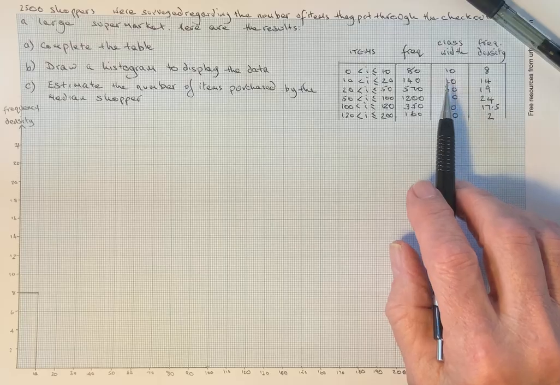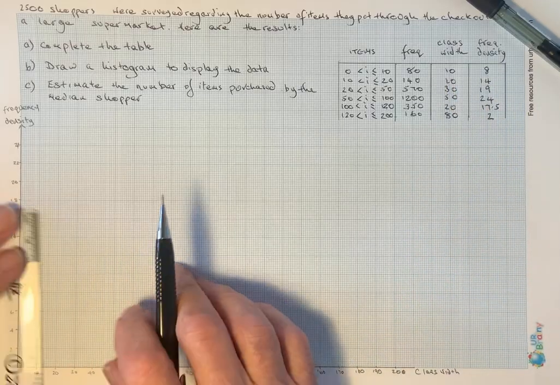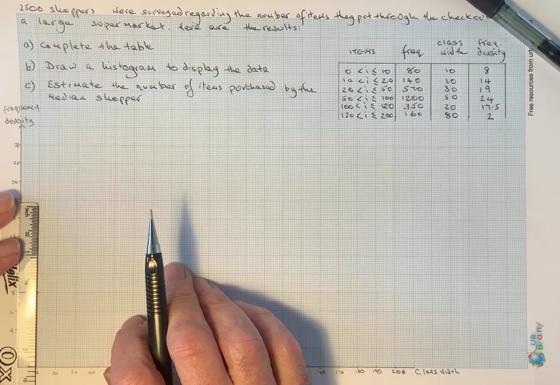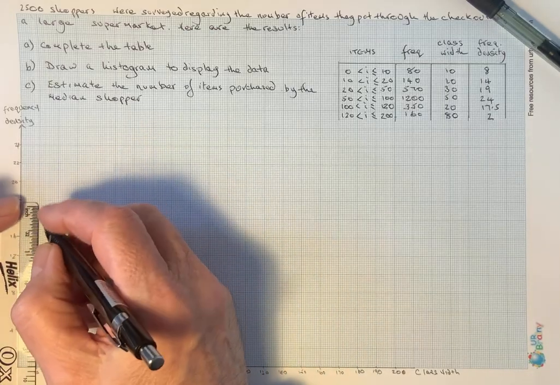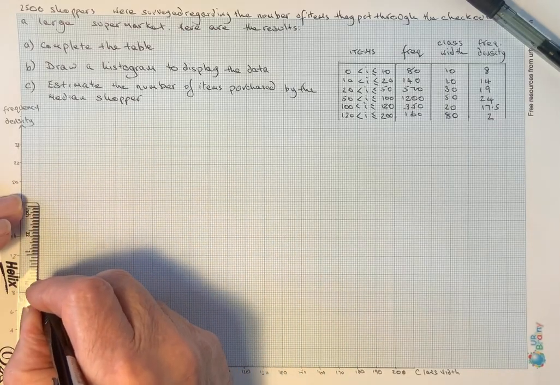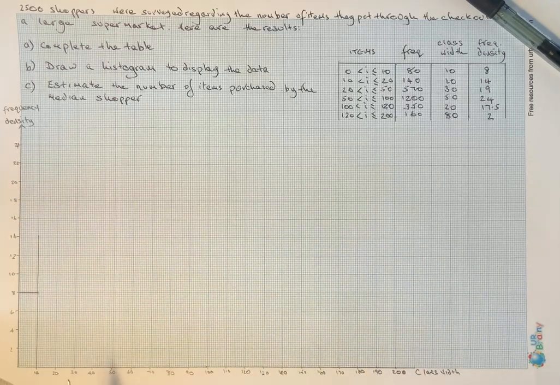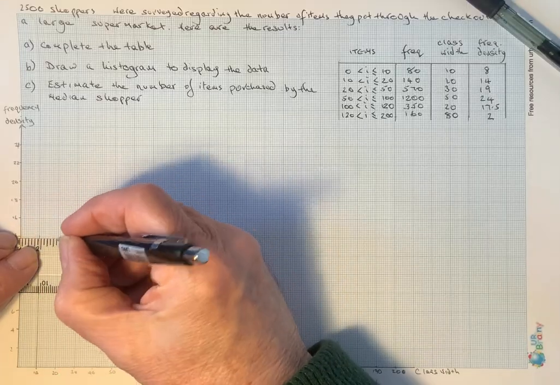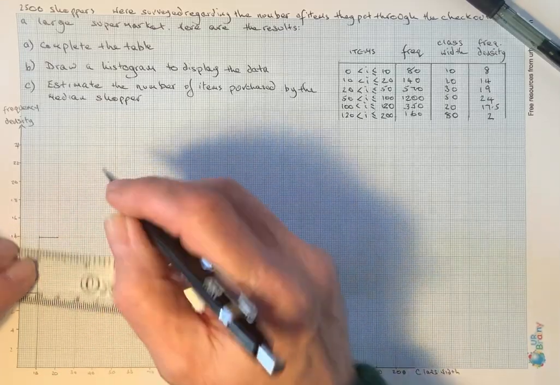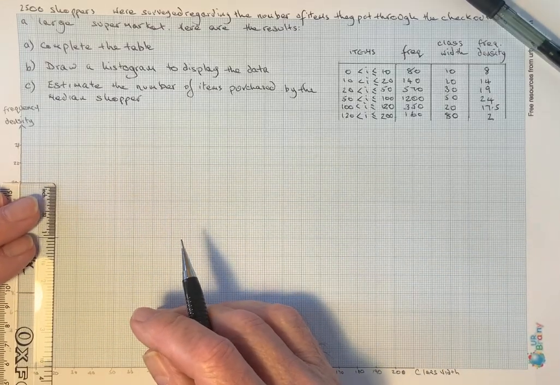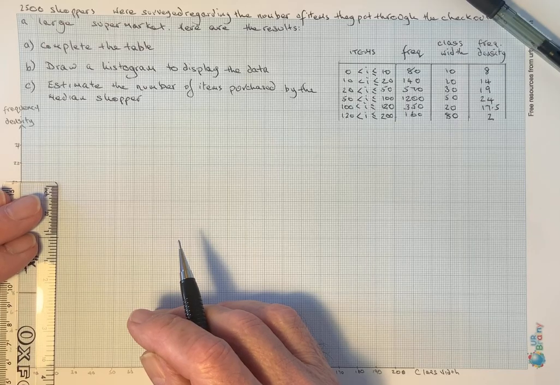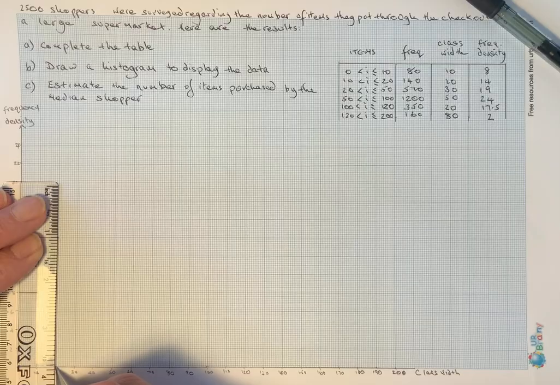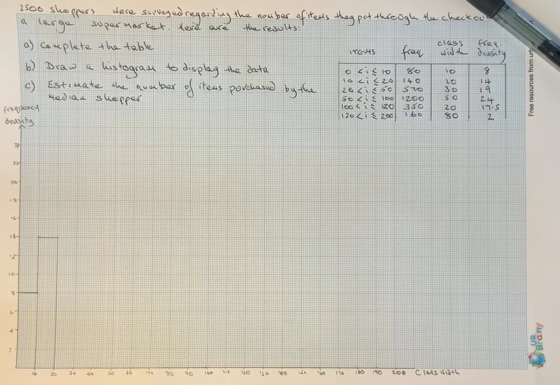Okay, so the second one is again 10, and this time we go up to 14. So we will just follow this line up to 14, which is there, and then across to 10, which is there, and down to 20. Okay, that's our first two bars done.